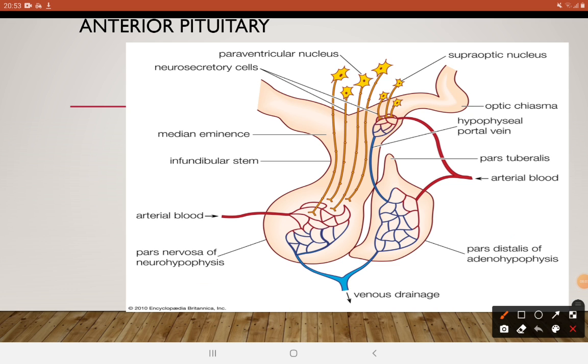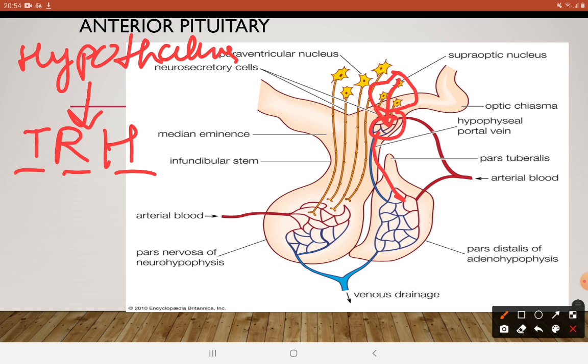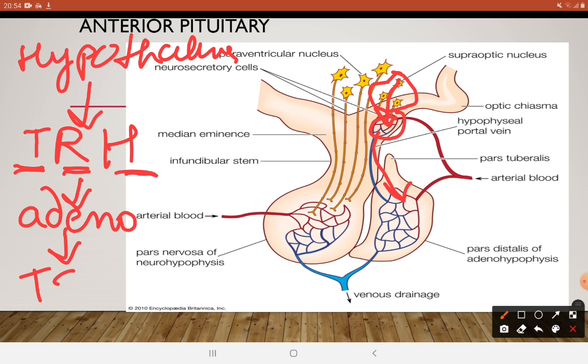So what actually happens is that the hypothalamus secretes a hormone like TRH, thyroid releasing hormone. If the hypothalamus releases TRH from these neurons, it comes into this circulation and then goes into the pars distalis. So TRH reaches the pars distalis of the adenohypophysis through blood circulation, and the TRH then stimulates the adenohypophysis to secrete TSH, thyroid stimulating hormone, which is an adenohypophysis hormone.